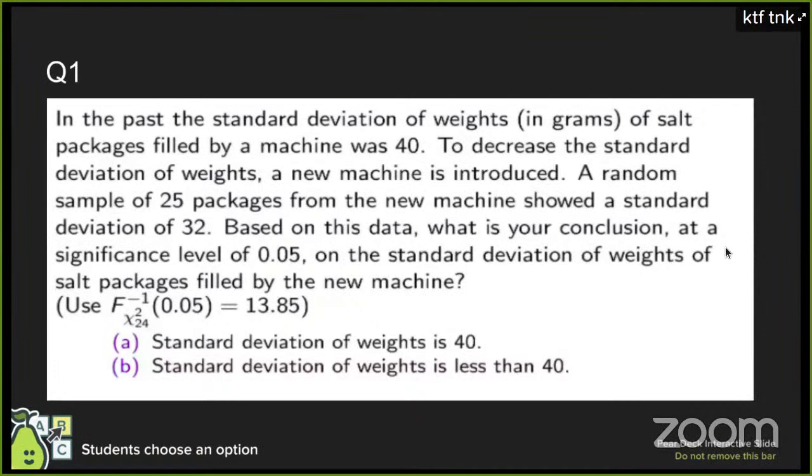Option A. Option A, right? Okay. Yes. This is okay.